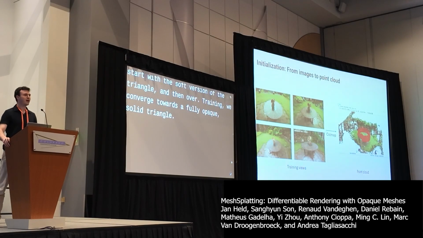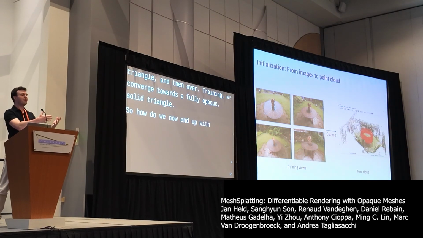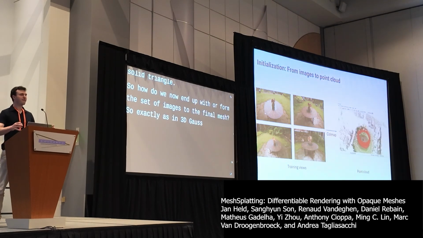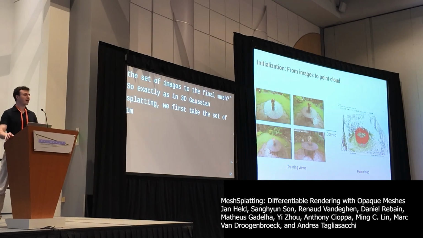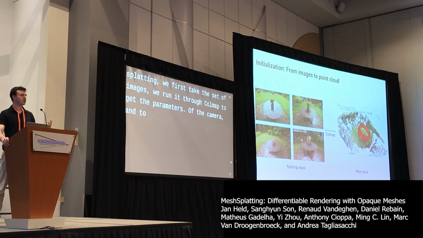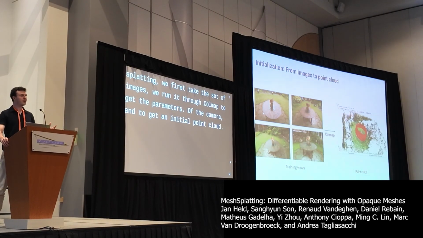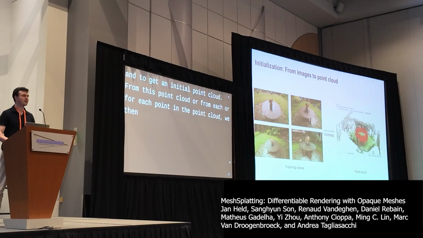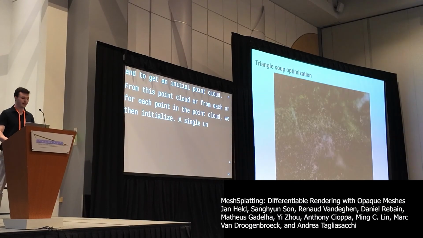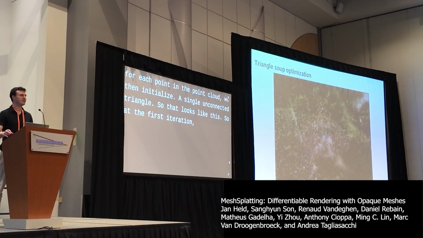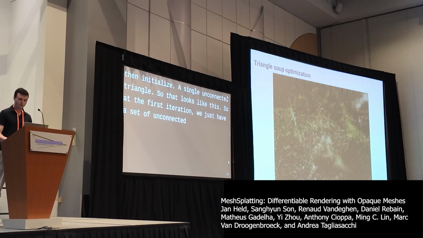So how do we now end up with or form the set of images to the final mesh? Exactly as in 3D Gaussian Splatting, we first take a set of images and run them through COLMAP to get the parameters of the camera and an initial point cloud. From this point cloud, for each point, we then initialize a single unconnected triangle. So that looks like this. At the first iteration, we just have a set of unconnected triangles.